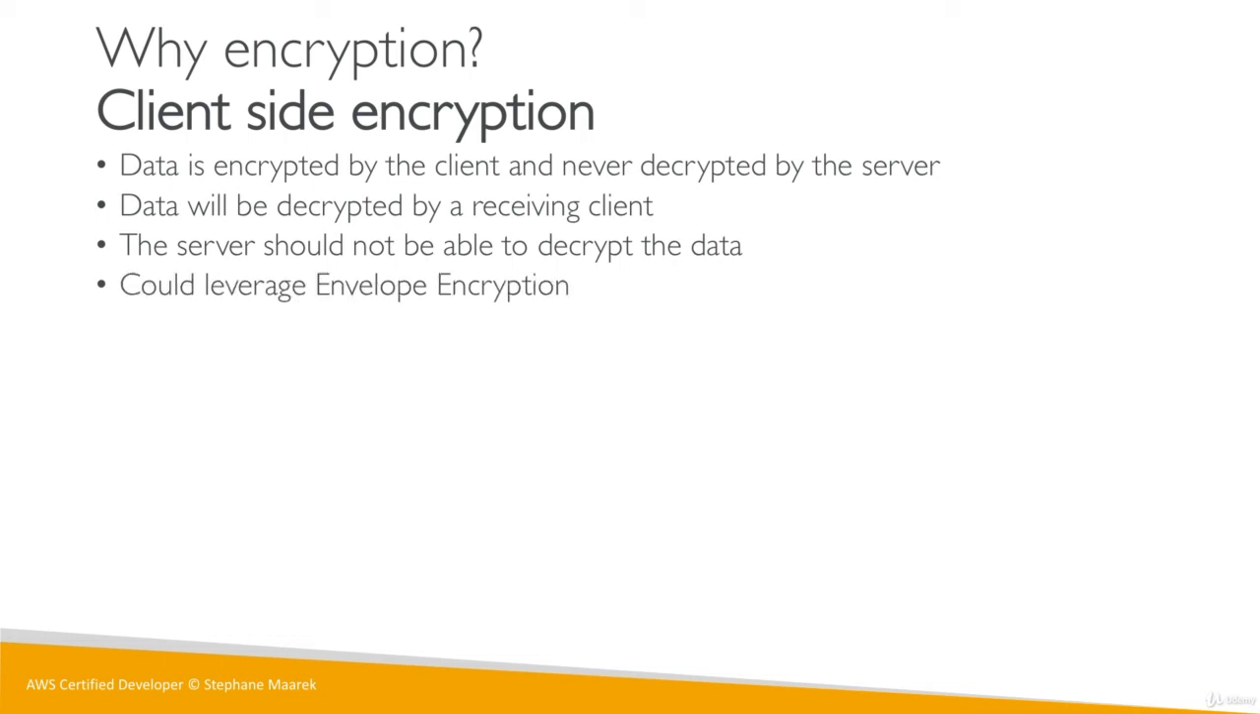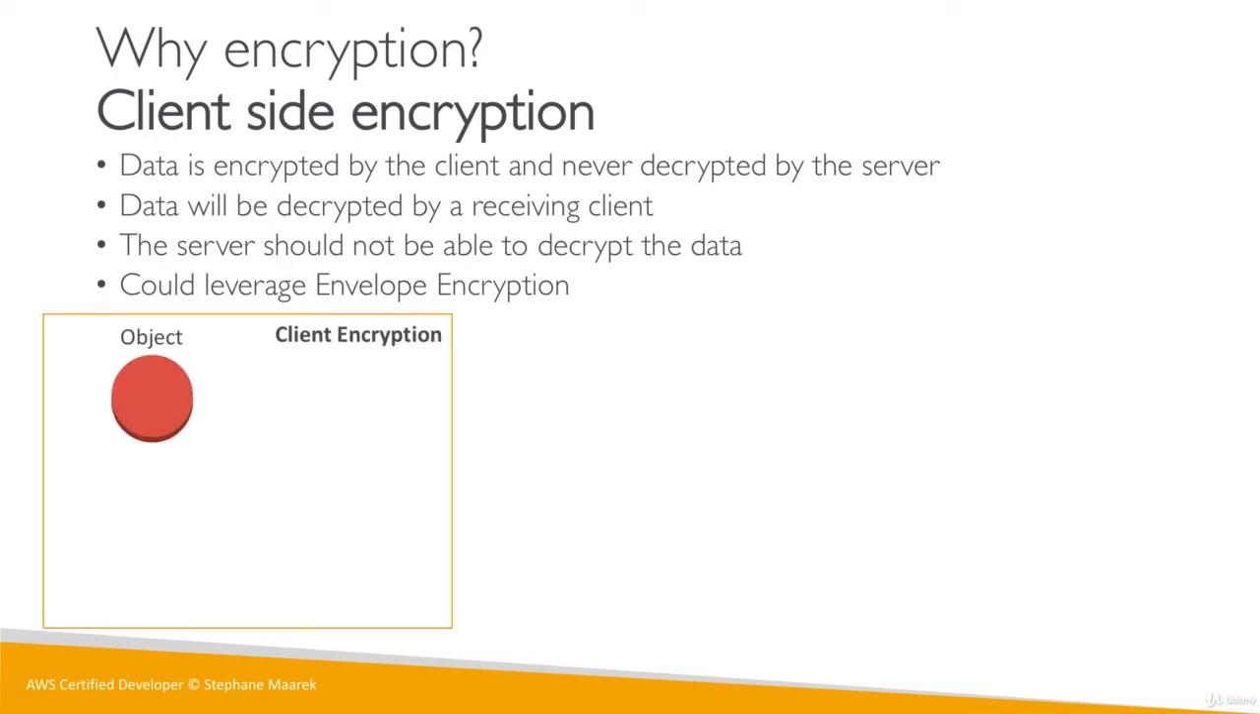And for this, we could leverage something called envelope encryption, but I have a whole lecture on this later on because this is pretty advanced, but the exam will ask you about envelope encryption. So for now, let's just do an abstraction of it. And so we have our object, and on our client, we're going to use a data key and we're going to encrypt our data client side. Okay, so we perform encryption with that data key.